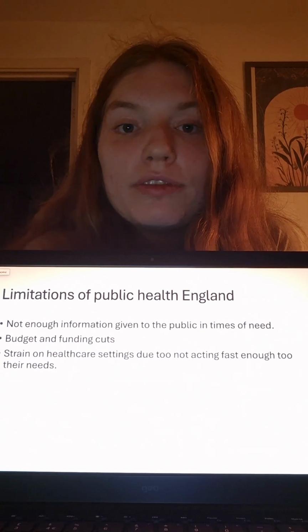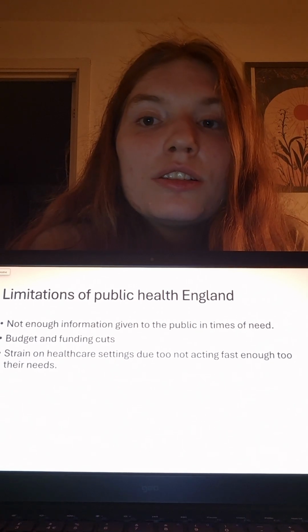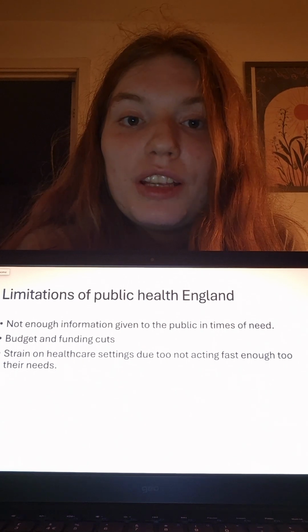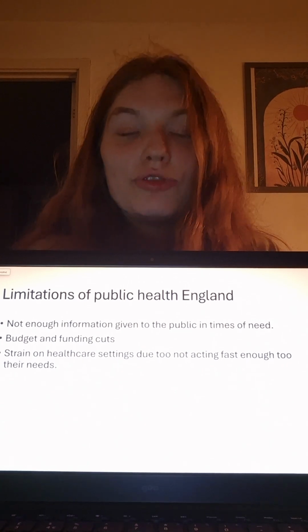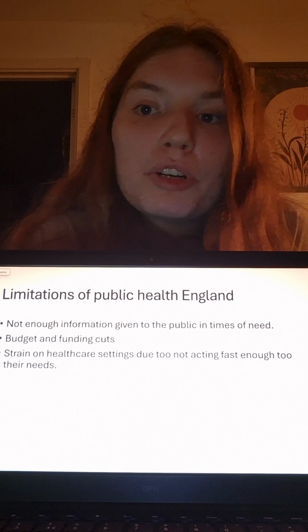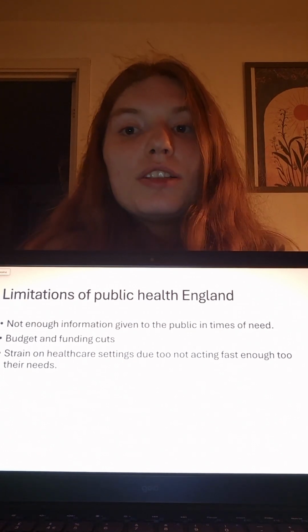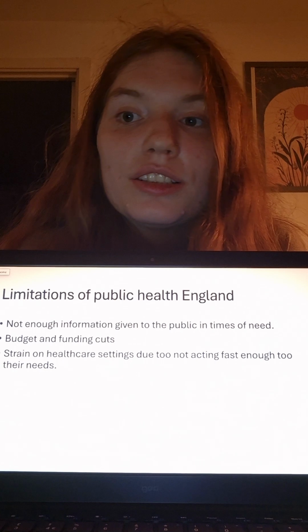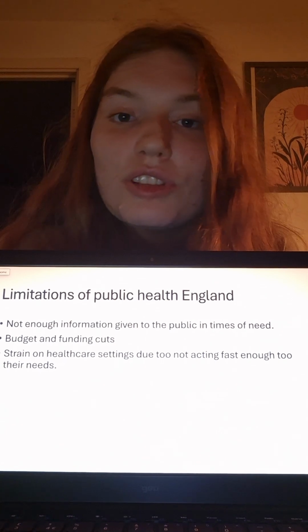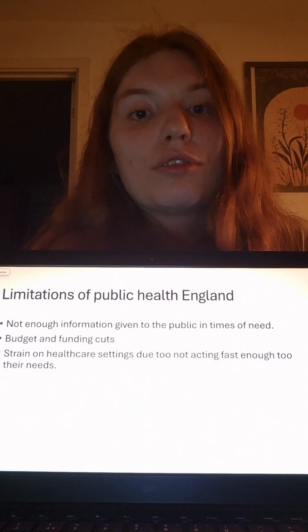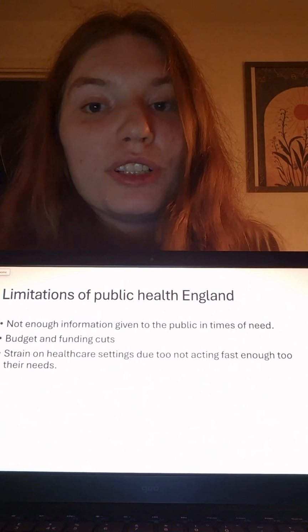Limitations of Public Health England: not giving enough information to the public at times of need, such as pandemics and natural emergencies, budget and funding cuts, as well as the strain on healthcare settings due to not acting fast enough to their needs, leading to short staffing and not enough beds and resources.